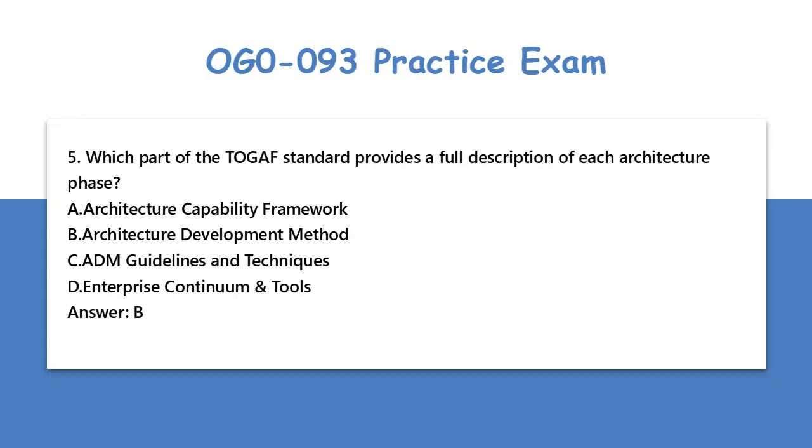5. Which part of the TOGAF standard provides a full description of each architecture phase? A. Architecture Capability Framework. B. Architecture Development Method. C. ADM Guidelines and Techniques. D. Enterprise Continuum and Tools.